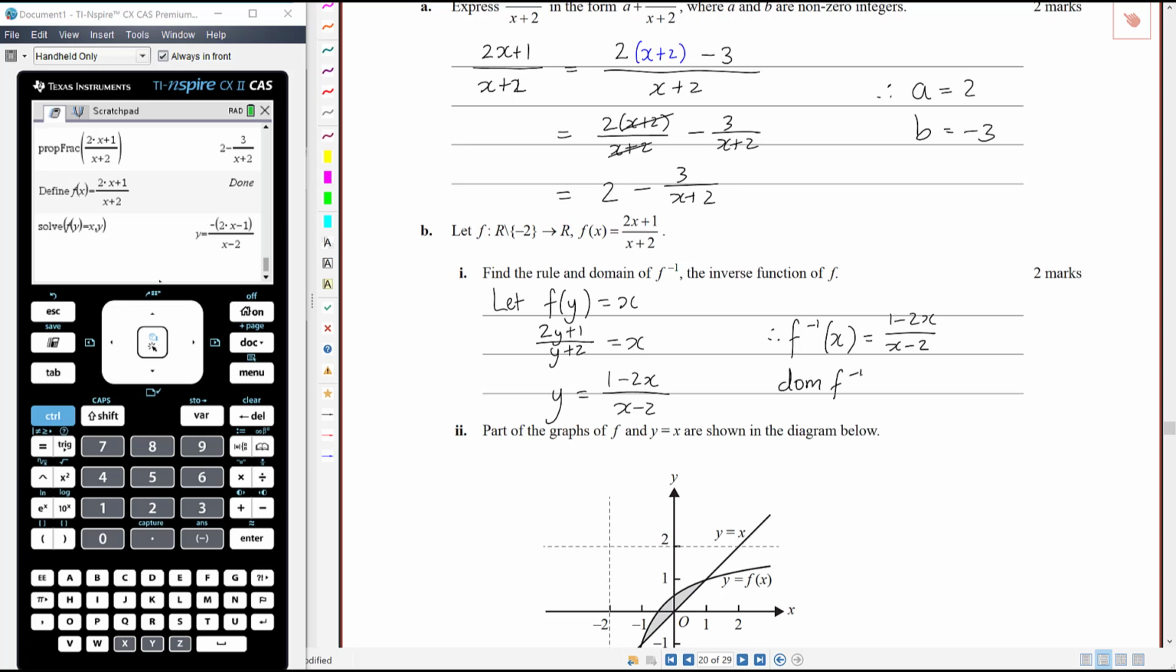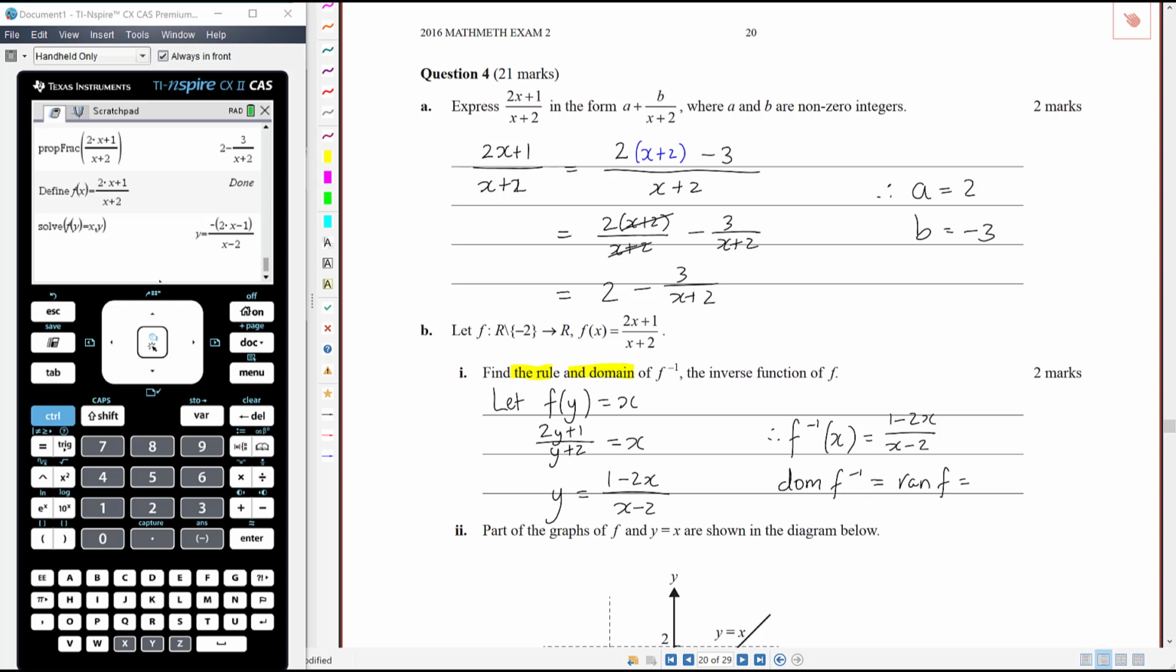question, so going back once you're getting to the end, go back to read it, find the rule and domain of the inverse. So the domain of the inverse is equal to the range of the original. Okay, so thinking about your original function, so your original function is equal to 2 minus 3 on x plus 2. So that's negative 3 on x plus 2 plus 2. So it is a reflected hyperbola that's gone to the left by 2 and up by 2.